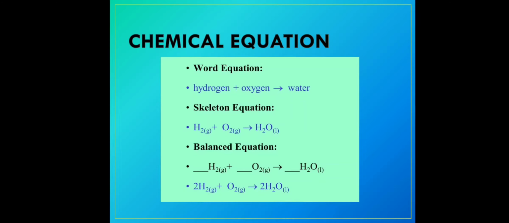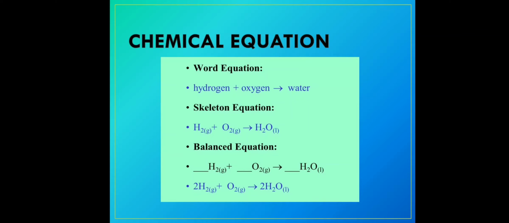The next type of equation is a skeletal equation, also called a skeleton equation. Here, as we discussed in the beginning of this chapter, hydrogen is diatomic, so we will always write it as H2. Oxygen is also diatomic, so we'll write it as O2. So H2 plus O2 gives us water. But this equation is not balanced.